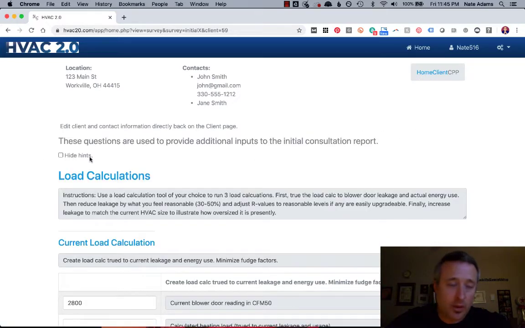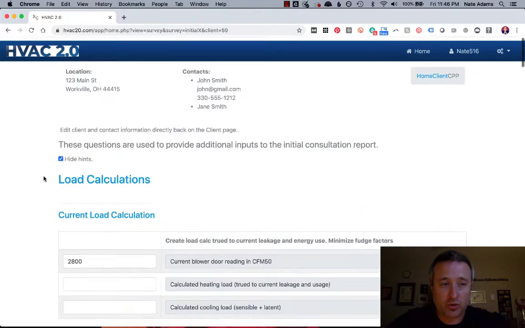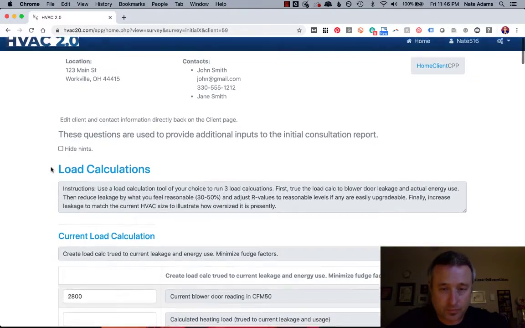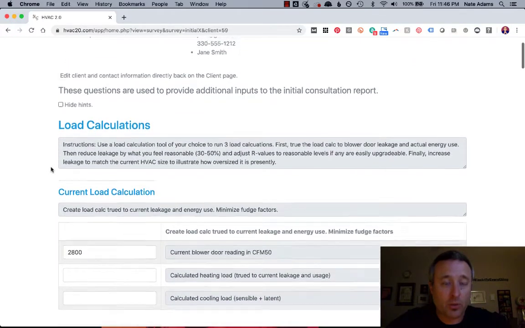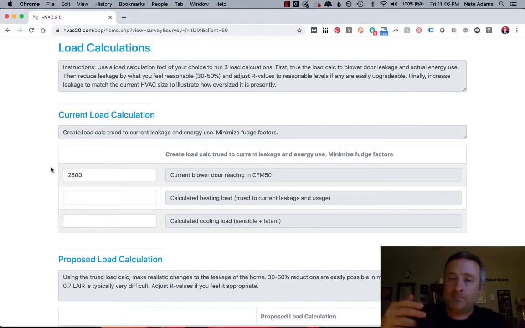Now you'll see throughout the software, if you've been doing this a lot, you can click hide hints and it'll make the pages shorter, so it'll get rid of the instructions for the most part. But for now, you're going to want to have it all there. So this is where you need to go do your load calcs.